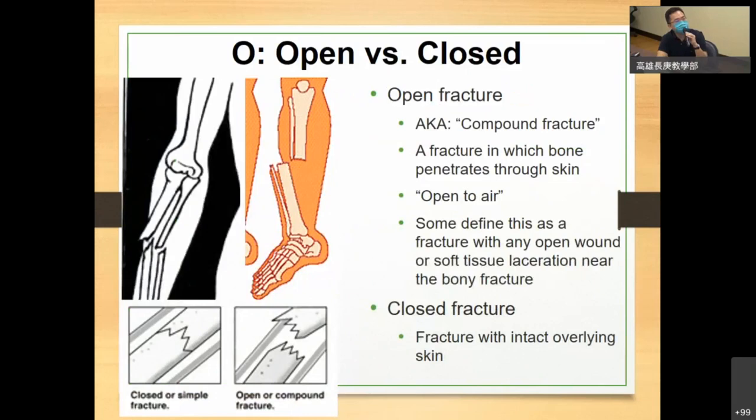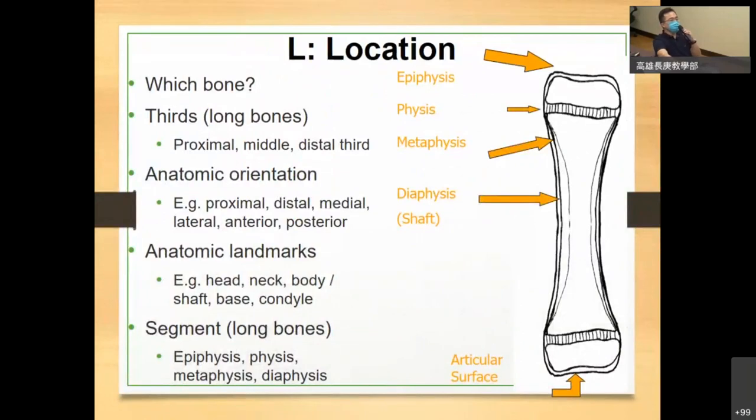Okay, so let's talk about open fracture. Open fracture is very easy. It's simple because the definition is that it's a fractured bone with an open wound, and the bone is penetrating through the skin. So if the fracture area has bone exposure and there's a wound around the fractured bone, we can always say this is an open fracture. If there's no wound, that is a closed fracture. Okay, it's simple.